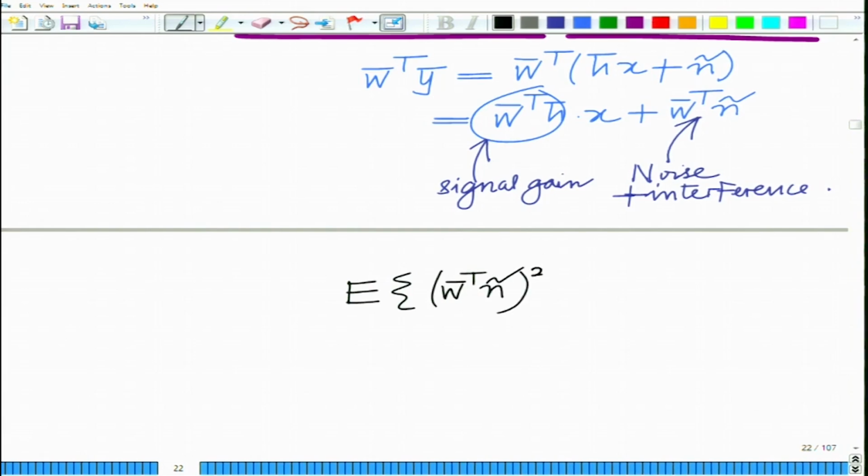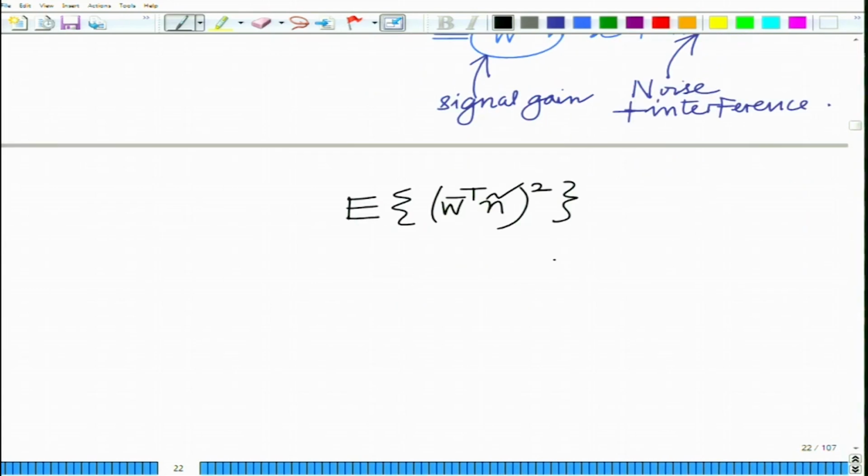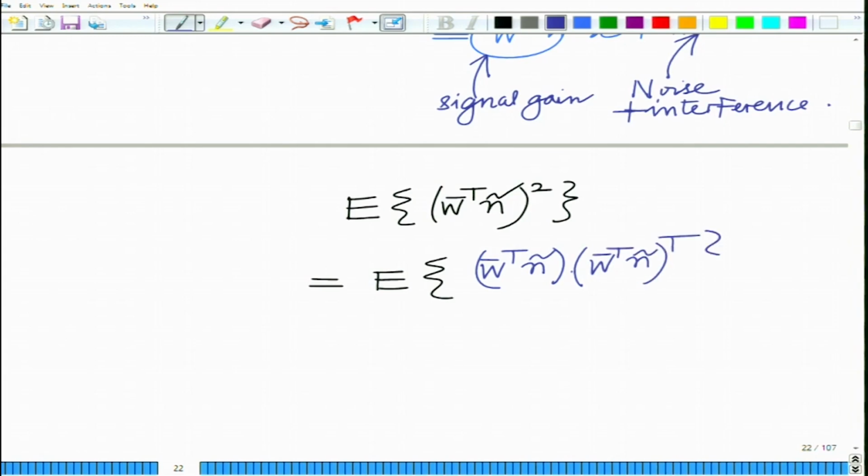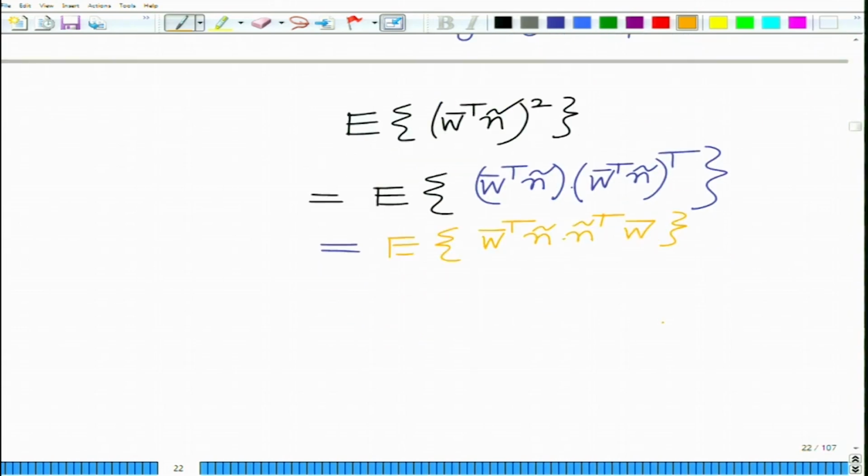We will calculate this in a compact fashion, expected W. Now, this is a scalar quantity, so I can do all kinds of manipulations. That is W bar transpose N tilde times itself. A scalar quantity is equal to its transpose, so I am going to simply write it as W bar transpose N tilde transpose, which is nothing but W bar transpose N tilde square. Now, this is the expected value of W bar transpose N tilde transpose into W bar. And now you have something interesting.